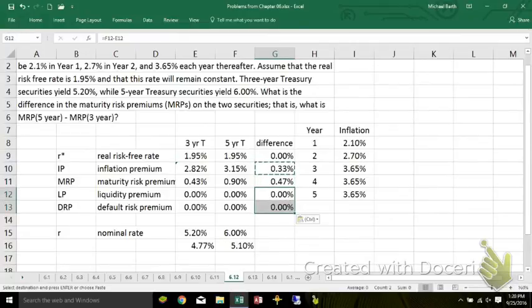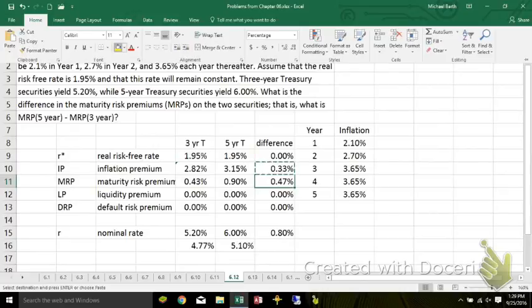The difference between these is 0. So the grand total of 80 basis points different has to be 0.33 here and 0.47 here, and that's what it's asking us, the difference in the two maturity risk premiums. It's asked us to solve for that number.